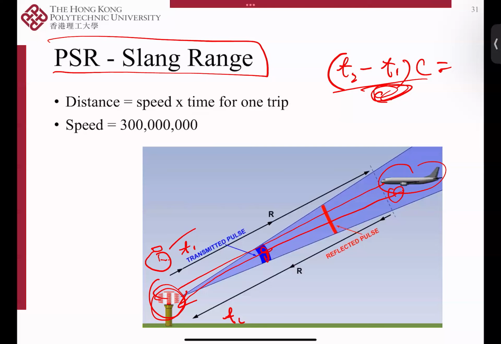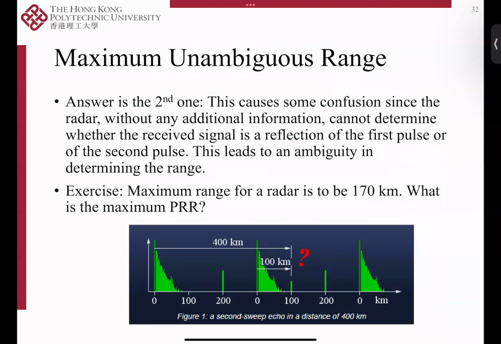Because of that, you don't know which one it is, and you do not know whether the distance should be calculated using the first pulse as reference or the second one. So the example looks like this.